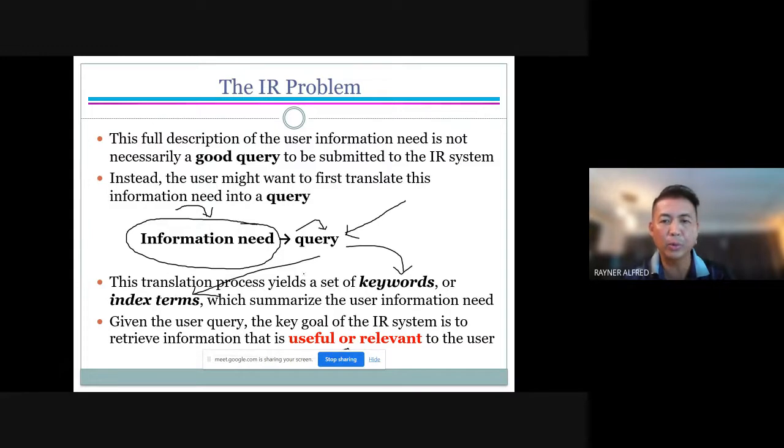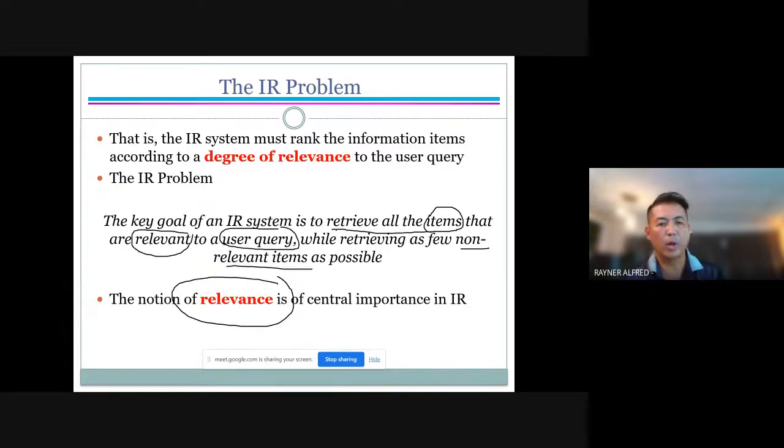So when we want to retrieve the document, we will depend on how useful or relevant that document is with respect to the query that we are typing here. So when we talk about the actual problem that we're dealing with in IR, let me erase this one first.